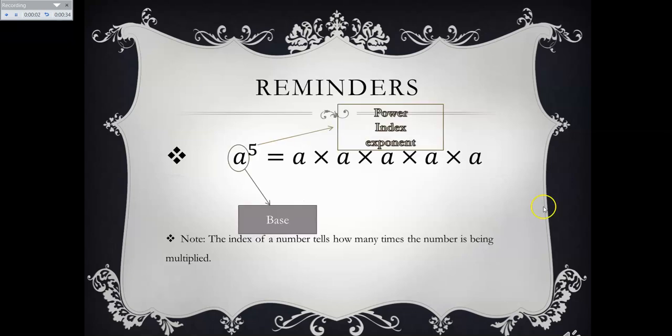Just a few reminders. If you are given a to the fifth power, a is the base, and the 5 is representing the power or index, otherwise called exponent. If we're given a times a times a times a, then we can represent it in index form by counting the number of times a is being multiplied. So that's 5 times, and we write it as a to the fifth power. So the index tells the number of times a number will be multiplied.